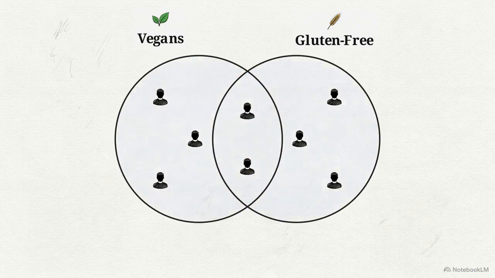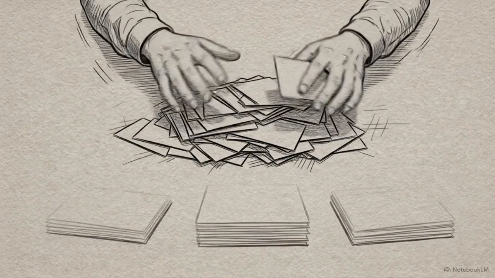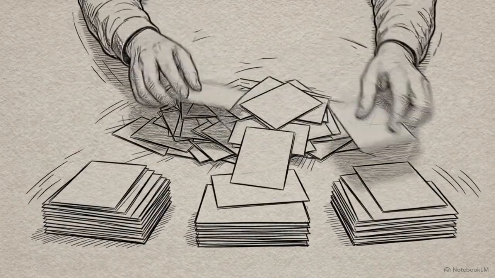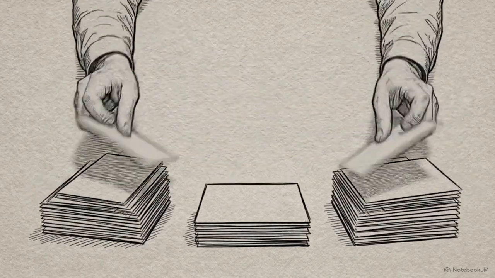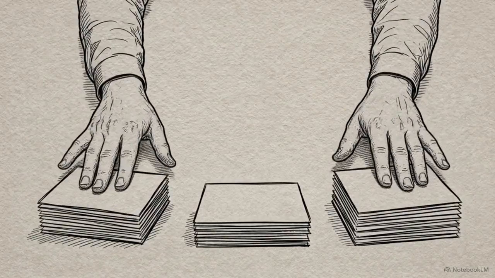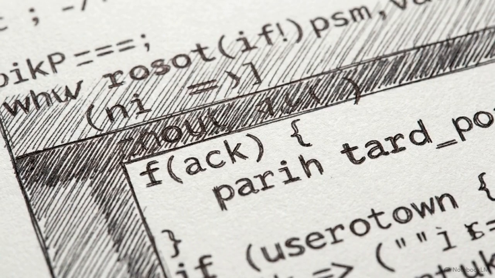If we want to see everyone in the group who has any dietary restriction at all, we look at both circles combined. This total area is called the union. Set theory gives us a visual map to take chaotic, conflicting data and sort it into clear, manageable categories. Now that we've grouped the people, we have to create the strict rules needed to select the actual pizza.